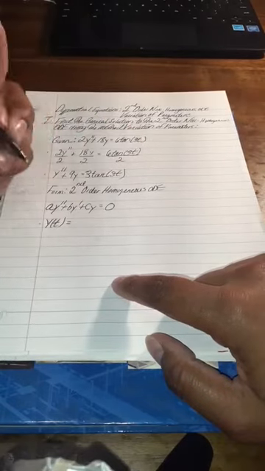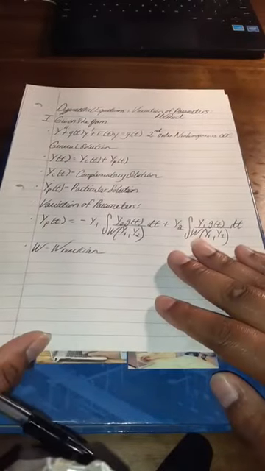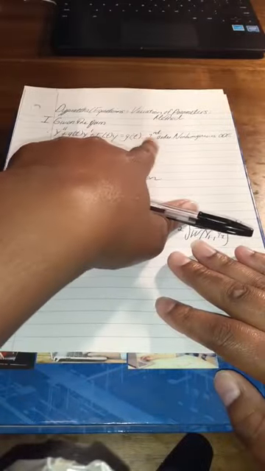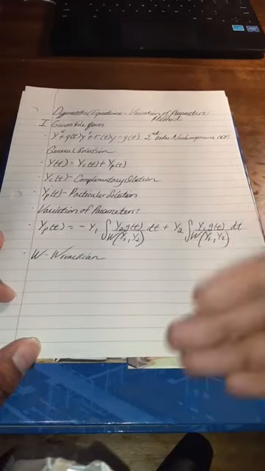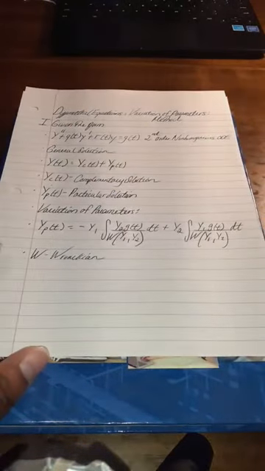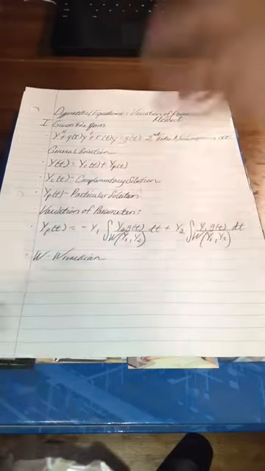So our solution will be a combination of our complementary solution and our particular solution. Now what about variation of parameters? So again, we know that for our second order ODE, you can easily tell whether it's non-homogeneous by looking at what it's equal to. If it's equal to 0, it's homogeneous. If it's equal to some non-zero function g of x, then it's non-homogeneous.